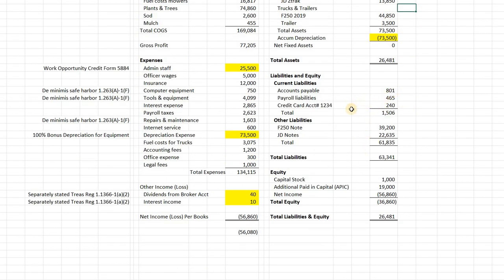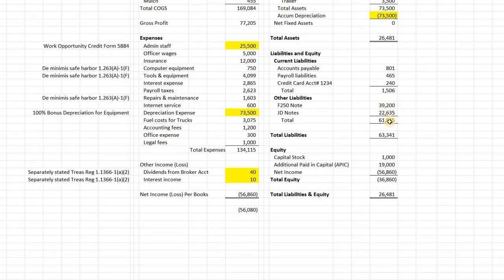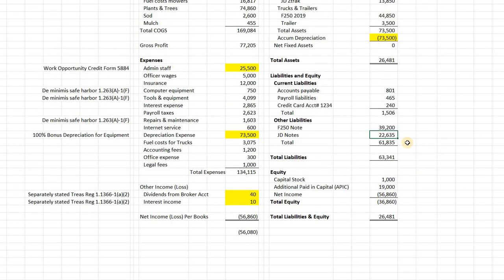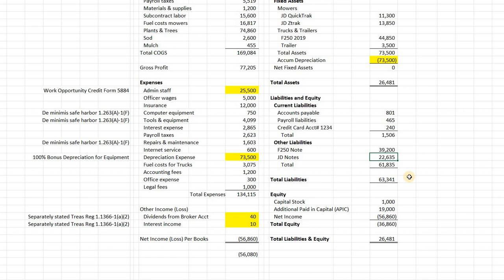In the liabilities and equity section, accounts payable, some payroll liabilities, credit card balance, and we can see here the note balances, right? So they owe a decent amount, right, on the F-250. Most of it was financed, and then the same thing with the tractors, right? So the lawnmowers, right? So the 2 lawnmowers, most of which was financed, they only put a little bit of cash down, so they still owe $22,635 at the end of the year.